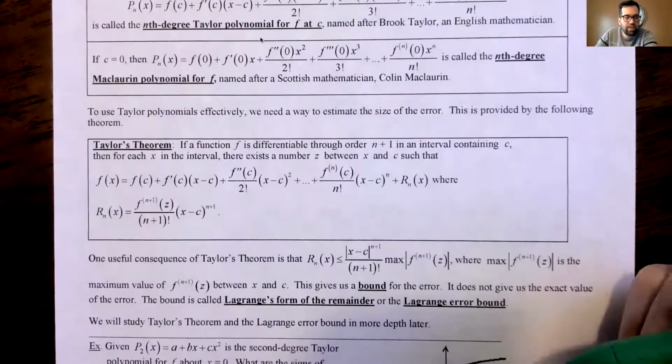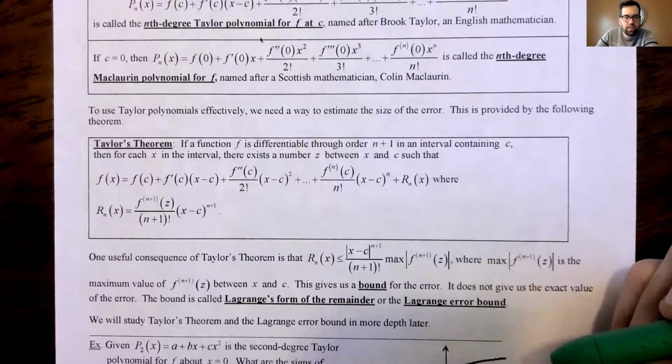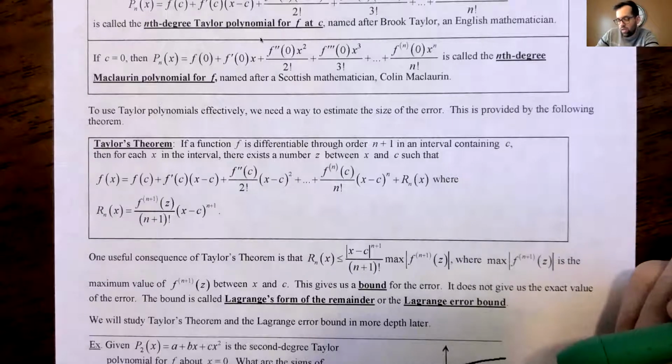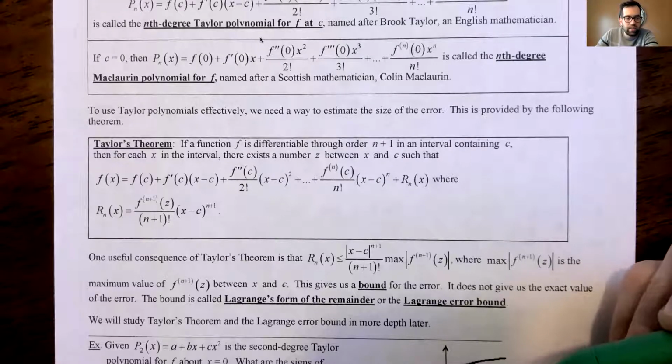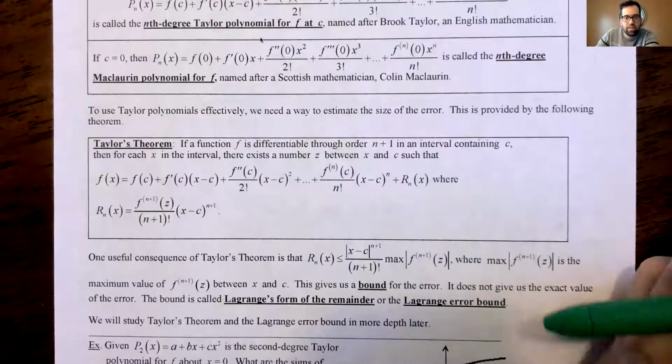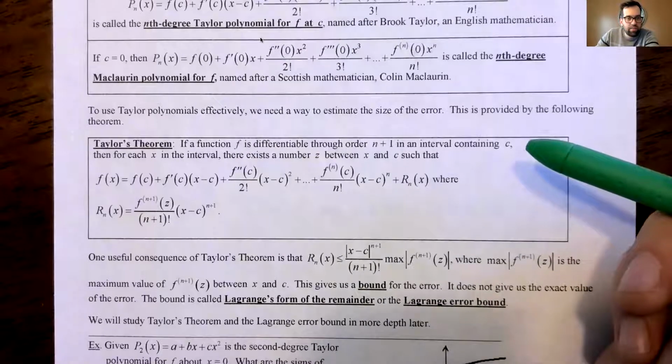And then we have Taylor's theorem. So Taylor's theorem is something new. We're actually not even really going to use this today, but I just wanted to introduce it to you. And this is a concept that we're going to study further on in the unit. But this idea of error is coming back. So to use Taylor polynomials effectively, we need a way to estimate the size of the error. This is provided by the following theorem, Taylor's theorem.